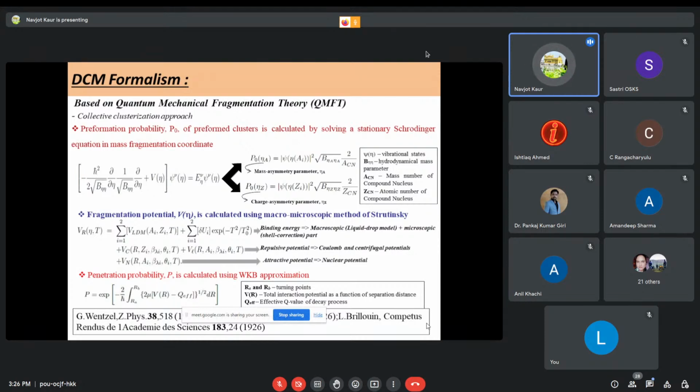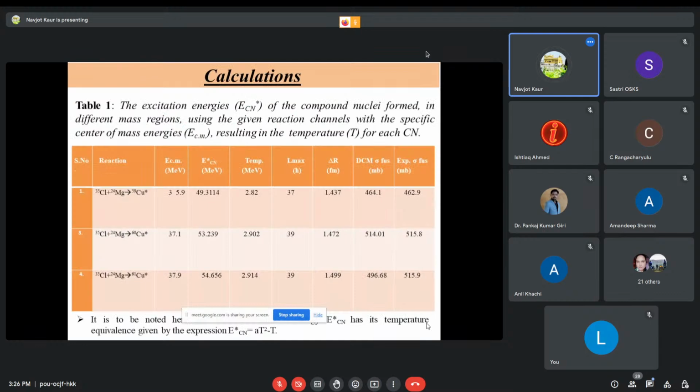So VR is the total interaction potential as a function of separation distance, and Q effective is the effective Q value of a decay process. So next is the calculations part. Basically, I am working on some isotopes of copper, that is 59, 60, and 61 copper.